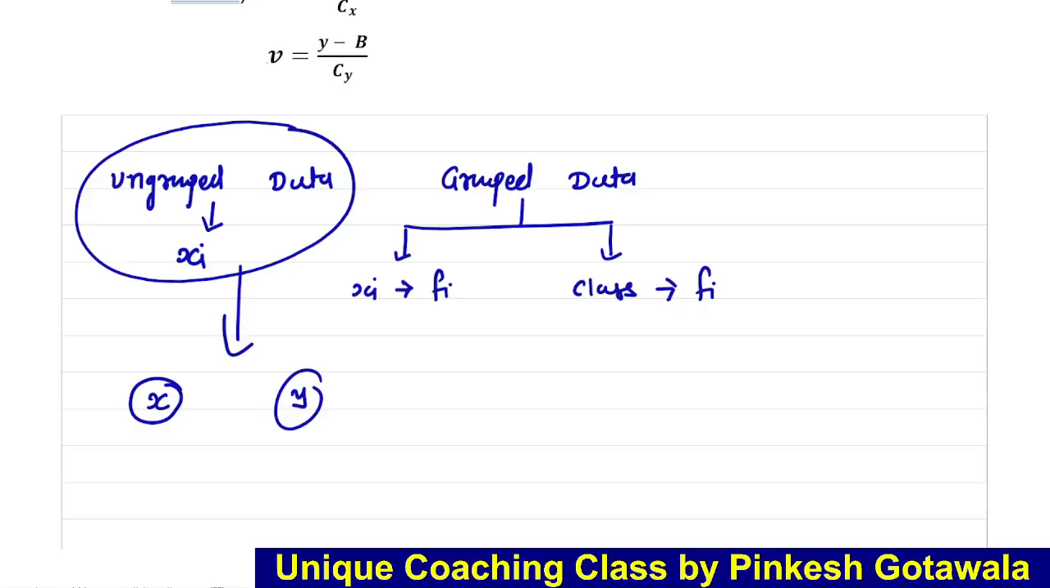They give only variable, not their frequency. Okay, x and y, they give only observation x and observation y.